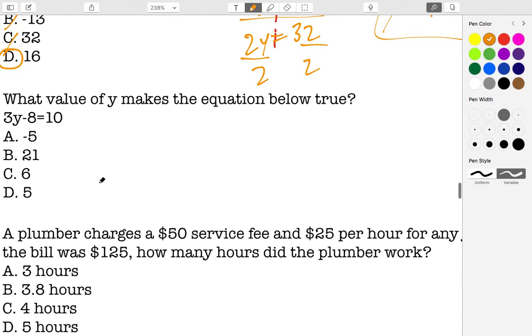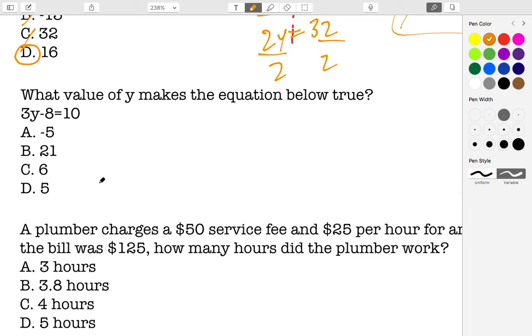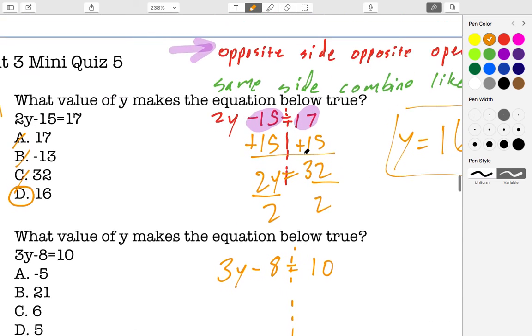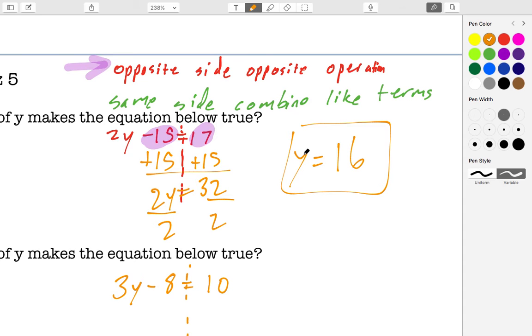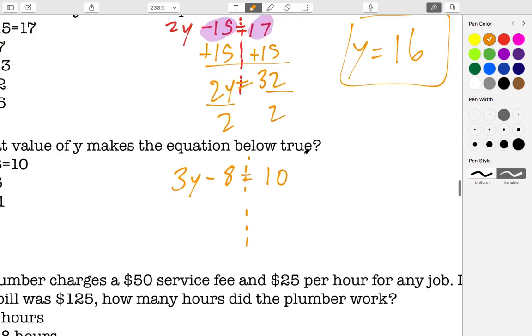Okay, what value of y makes the equation below true? 3y minus 8 equals 10. So we have to do what first, Shimon? Good. What are you drawing? Good. So you're going to put this dividing line, so that way you can use these notes up here. Opposite side, opposite operation, same side, combine like terms.